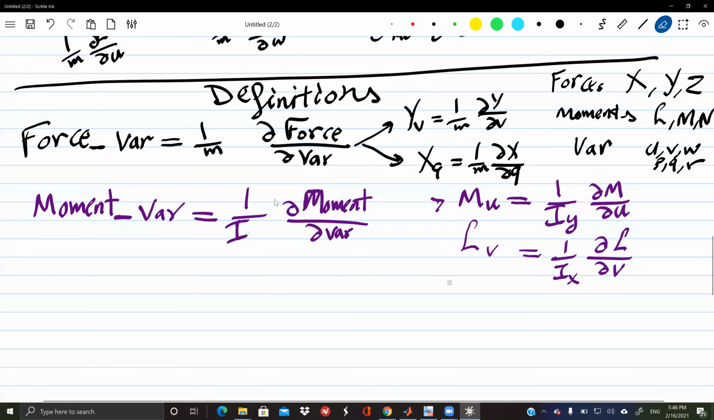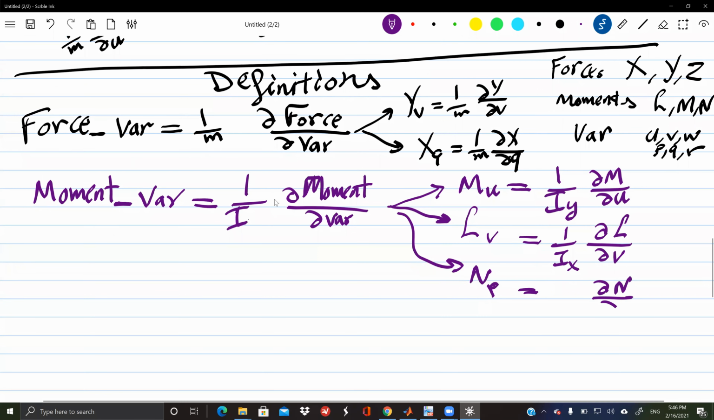And the same here if I have, say, N, whatever, NR, or NP. This is partial n, partial the variable, which is P, and 1 over IZ, because n is about Z. All right, so any force or any moment with variable is fine.